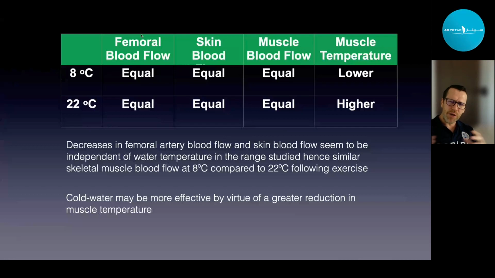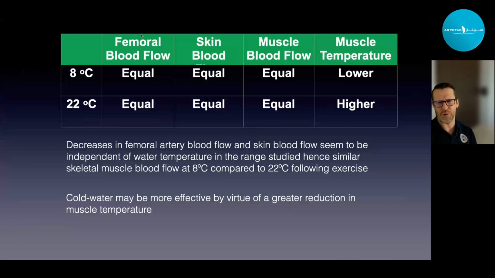So if we bring all this together, given that we had a similar femoral and skin blood flow, what we were suggesting is that muscle blood flow would be similar. So no matter how cold the water is, muscle blood flow, based on these indirect measures, we postulated, would be similar. Probably the only benefit in this case of having really cold water would be a much bigger drop in muscle temperature. That's the kind of message that we take from this particular type of study.